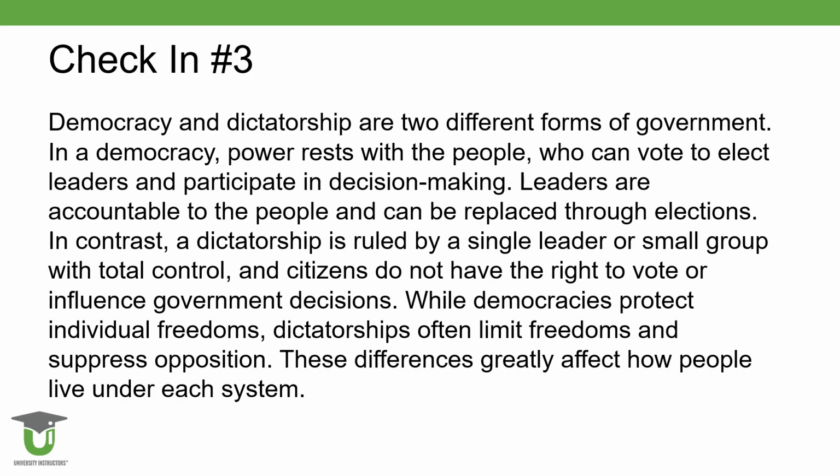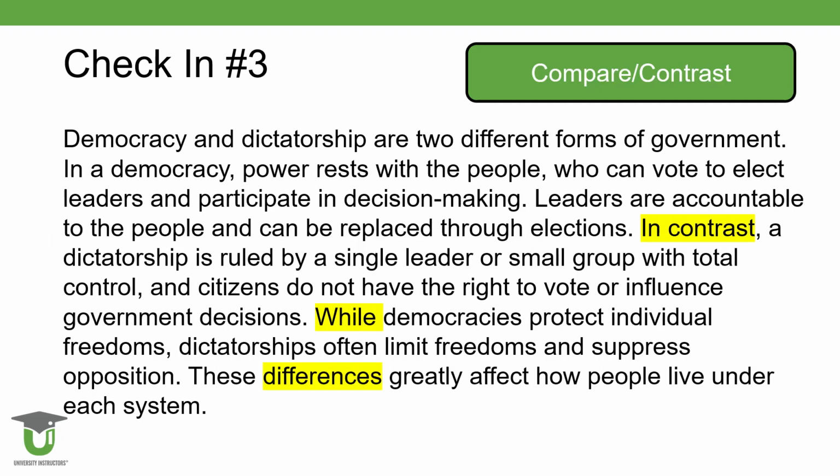Pause the video to jot down what text structure you think this passage is. This text has a compare and contrast structure. Here we see that the overall purpose of the passage is to show the differences between democracy and a dictatorship. There are specific keywords indicating a contrast, such as in contrast, while, and differences.